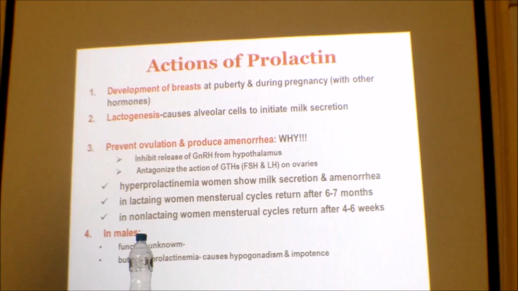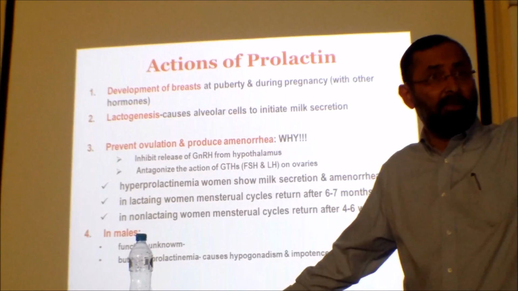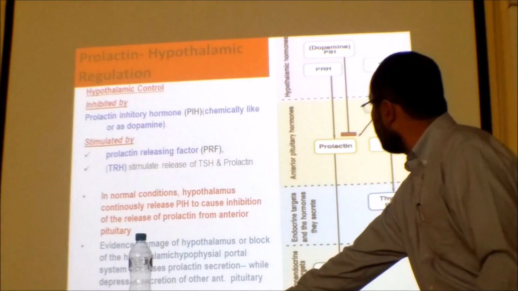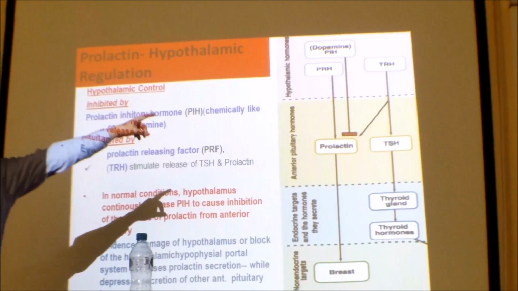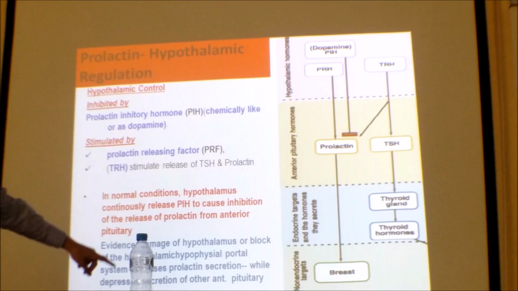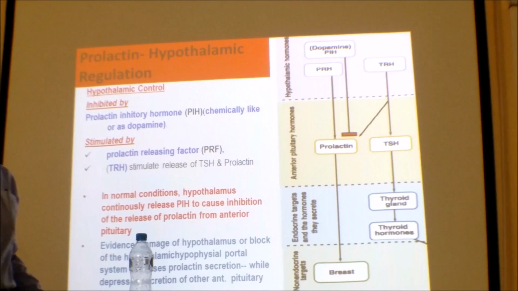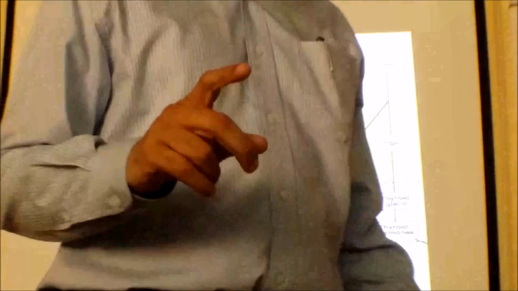Actions we have done. No need to do the actions. We have done the actions from reproductive 1. So it's easy. Just look at that regulation graph and don't look at anything else. Hypothalamus, pituitary and breast: 3 levels of control. The hypothalamus is giving a special dopamine, which is the prolactin inhibiting hormone. The other name of the prolactin inhibiting hormone is dopamine.